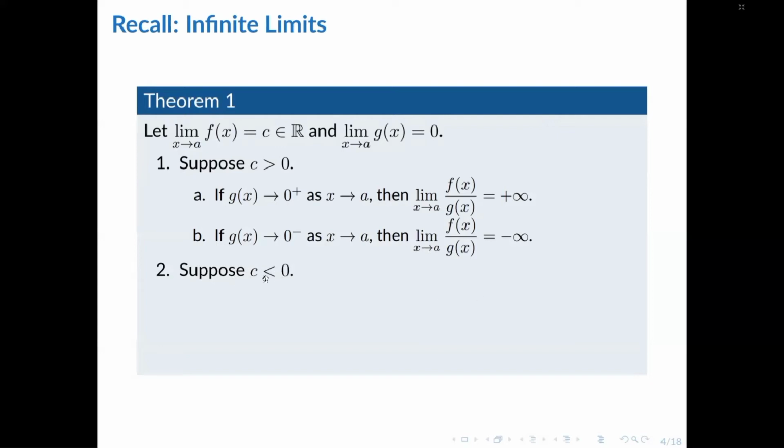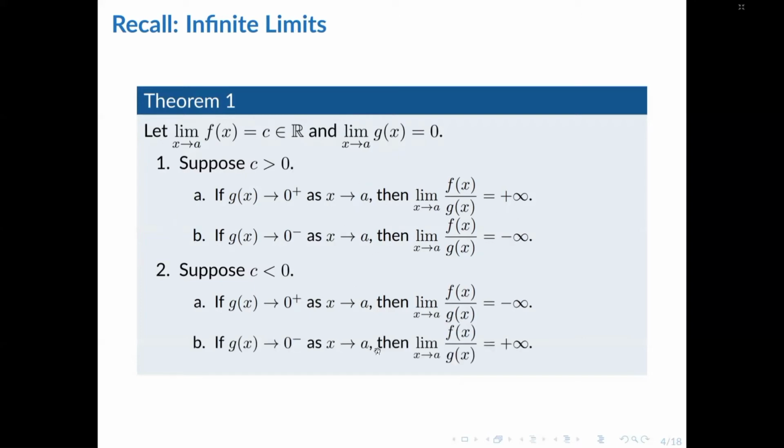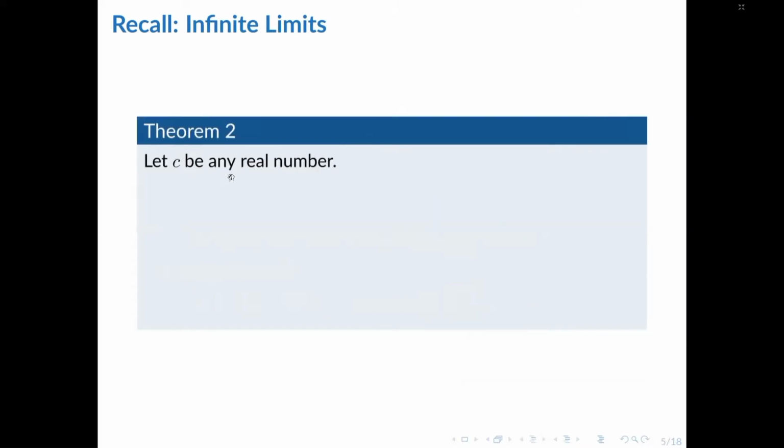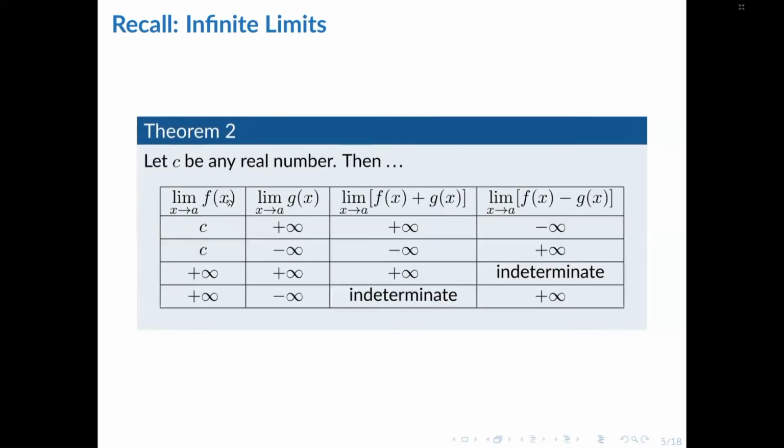So suppose c is less than 0, or a negative number, and g of x approaches 0 from the right, from the positive numbers, as x approaches A. Then the limit of f of x all over g of x as x approaches A is equal to negative infinity. So this is just the opposite of number 1. Now let's see, any real number.